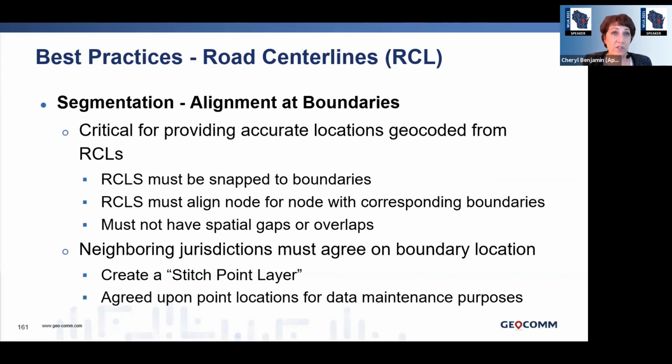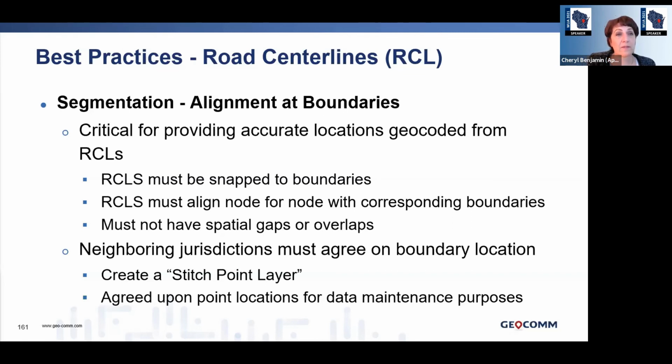So think of the example of road center lines that cross over a county boundary. If you create points in a stitch point layer where the road would cross the boundary and each jurisdiction on each side snaps to that point, then you have no gaps or overlaps in your road center lines from a geospatial perspective. So it's very good to make sure that you have those agreements in place to understand how your data is going to be built and avoid those spatial gaps and overlaps.